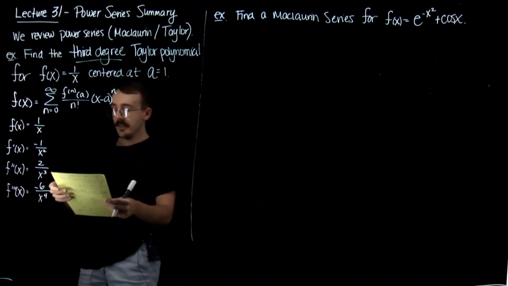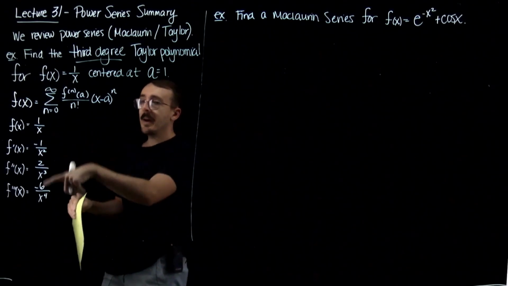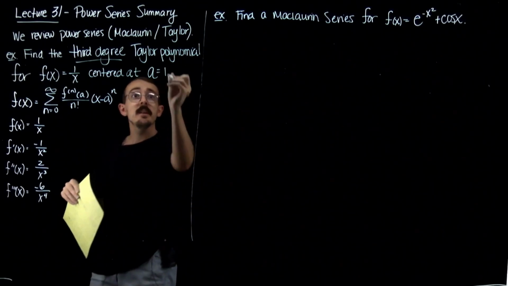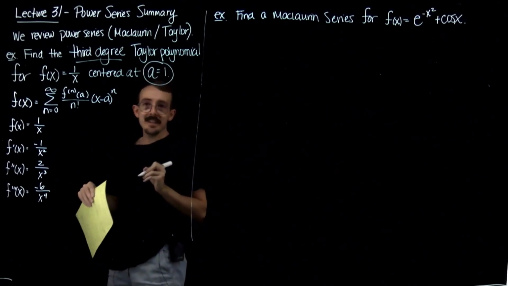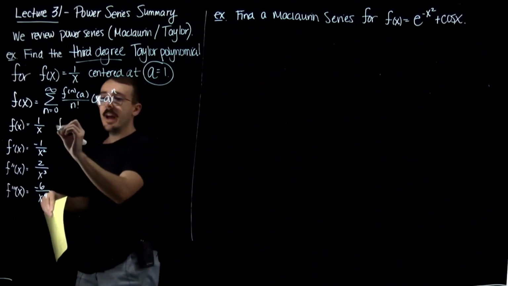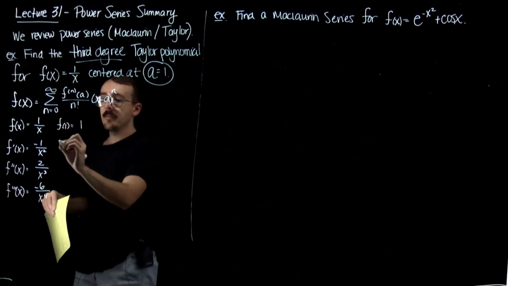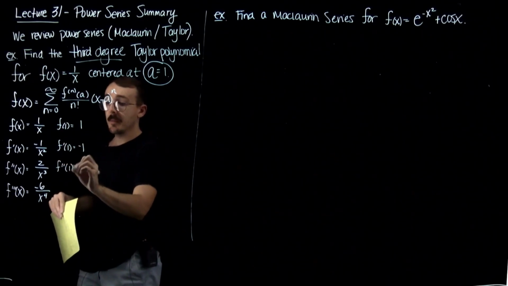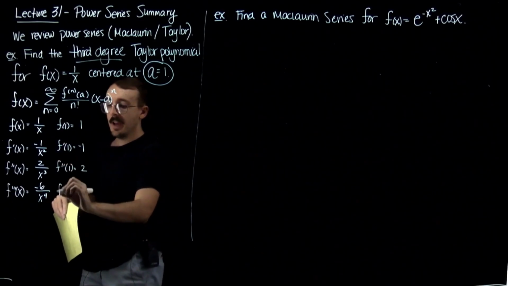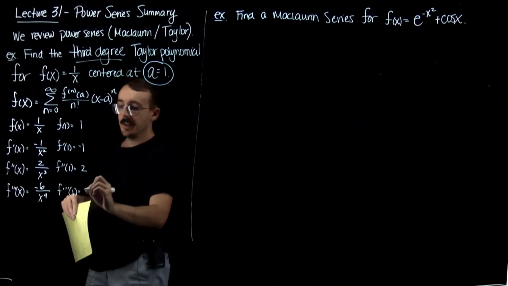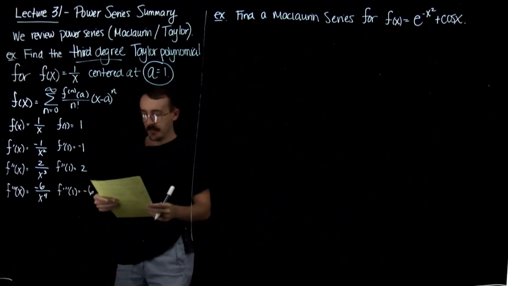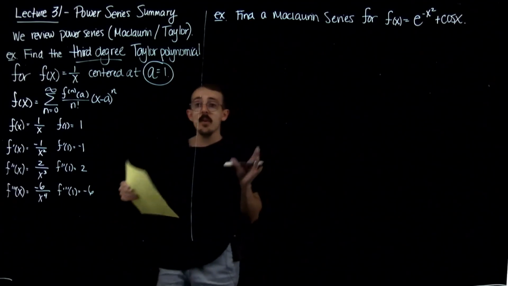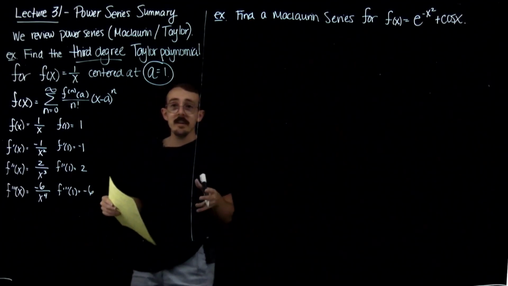And then what I would need to do is I need to evaluate each of them at 1, because that's part of the formula. And my center is 1. So f of 1 is 1. F prime of 1 is negative 1. F double prime of 1 is 2. And f triple prime of 1 is negative 6.